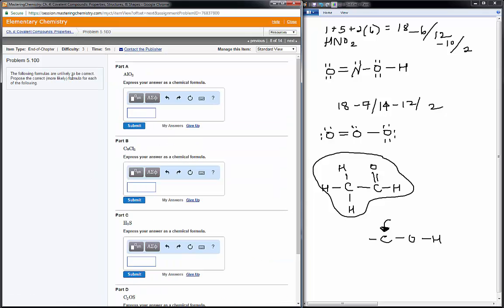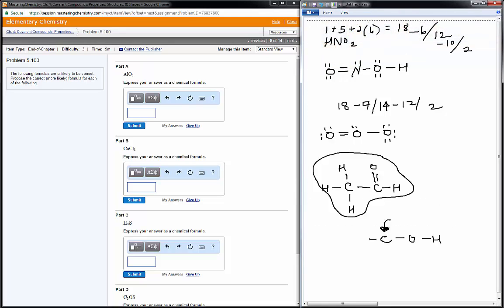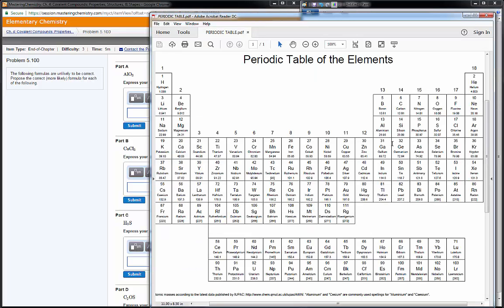The following formulas are unlikely to be correct. Propose the correct or more likely formula for each of the following. And some of these are ionic and some of these are covalent. So let's pull up our periodic table, AlO3, and have a look.